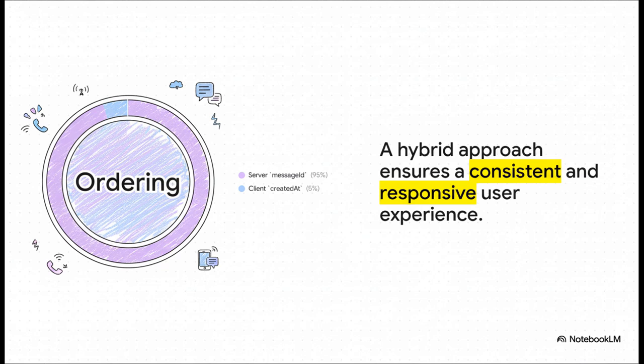And what about keeping the conversation in order? We can't have messages showing up all jumbled. So we use a clever two-part system. For any message that's successfully sent, we use a universal ID from the server as the single source of truth for ordering. But for those messages that are still trying to send or have failed, we sort them by their local timestamp and just keep them at the bottom. That way, the user always sees what's happening instantly.